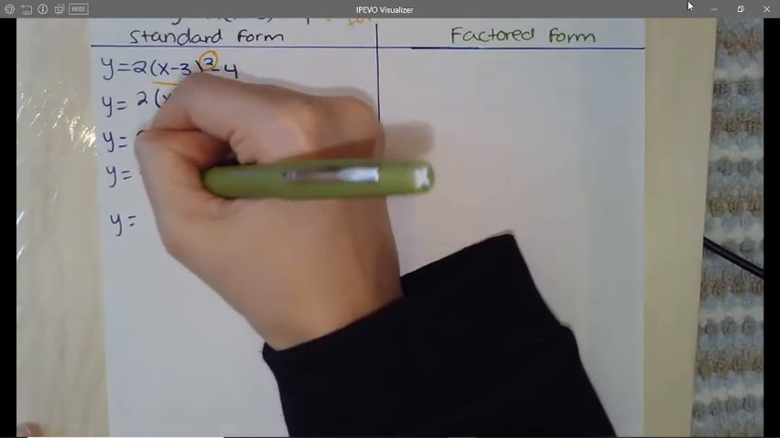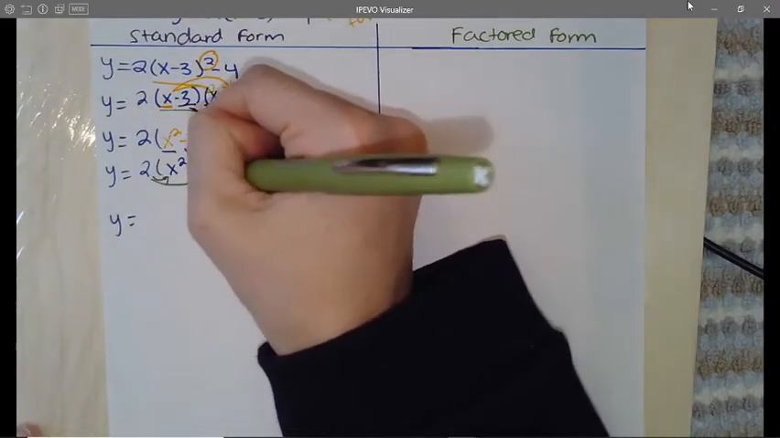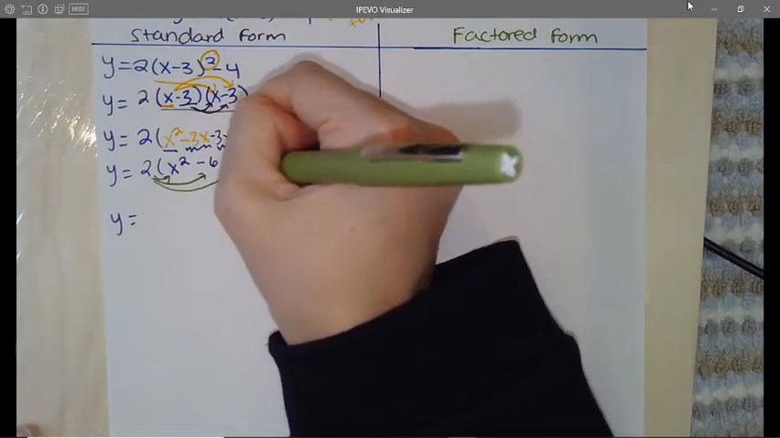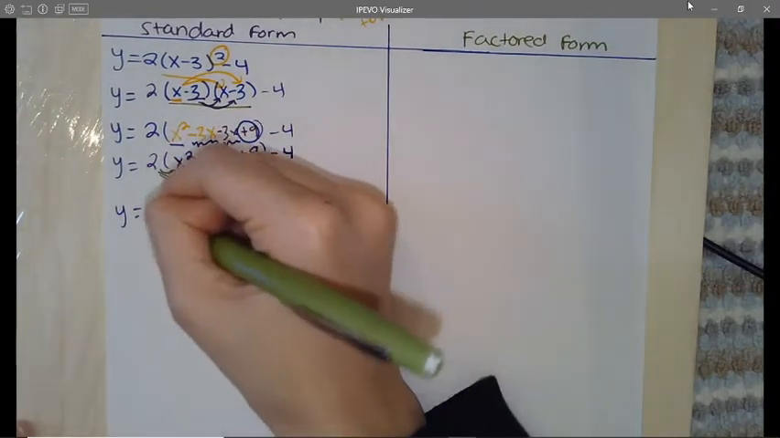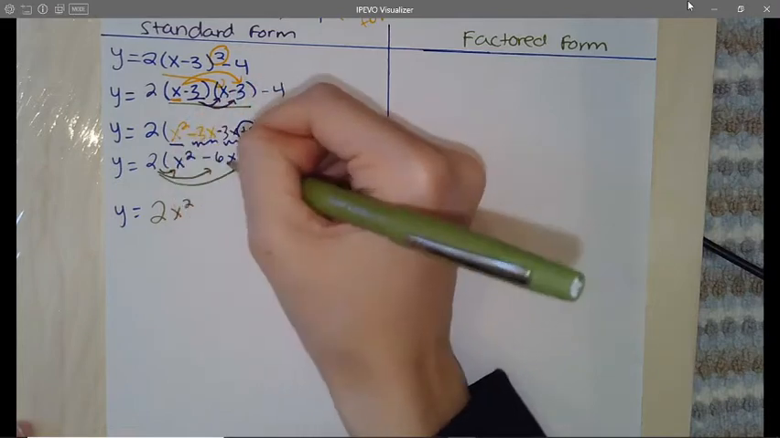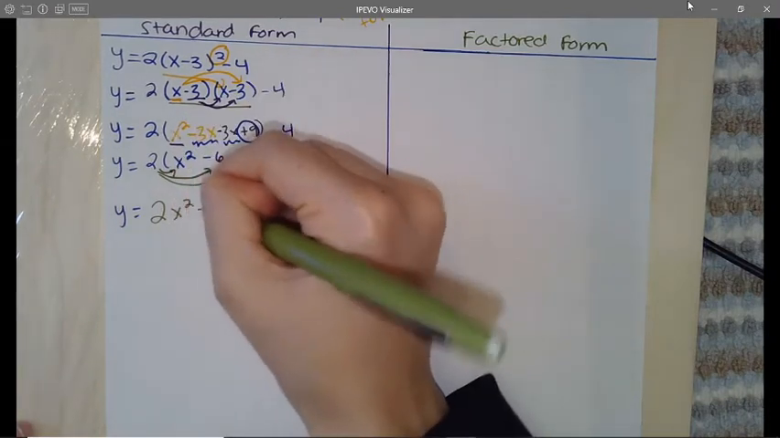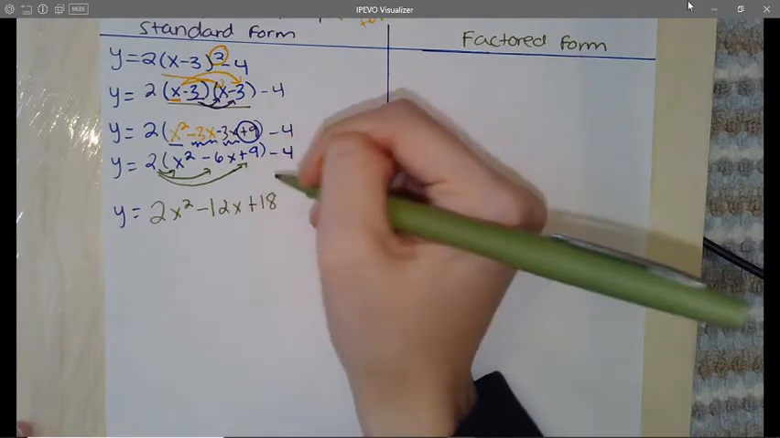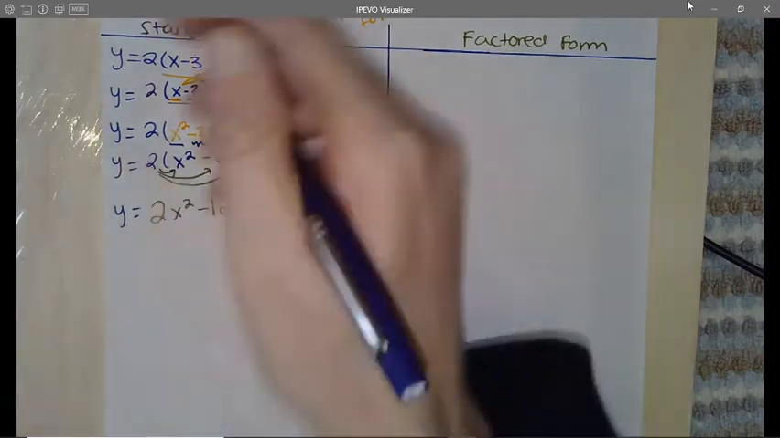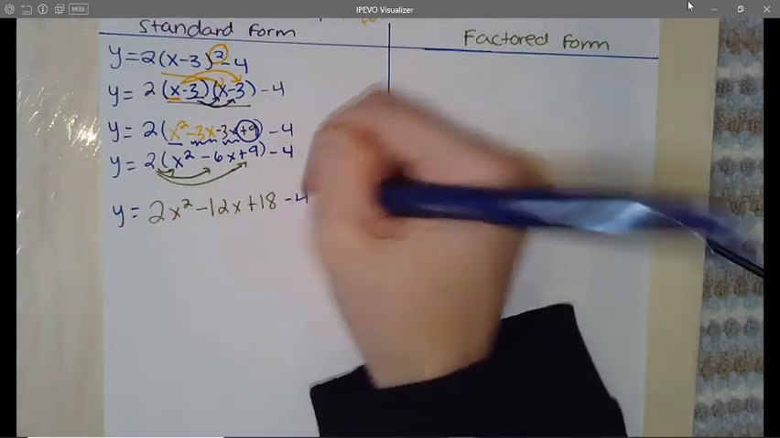And I'm going to write it this way because I'm kind of out of space up top, so I'm just going to do it on the bottom. Okay, let's distribute. 2 times x squared is 2x squared. 2 times negative 6x is negative 12x. And 2 times 9 is positive 18. And then I'm going to bring on down that negative 4.